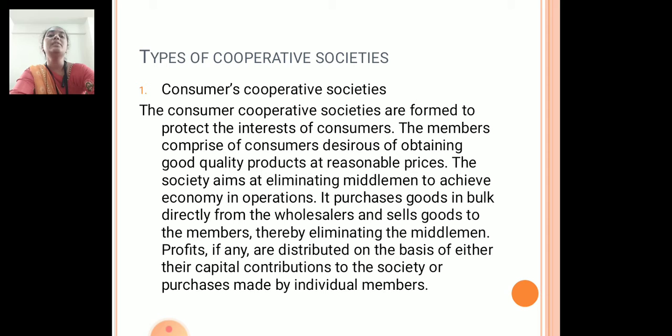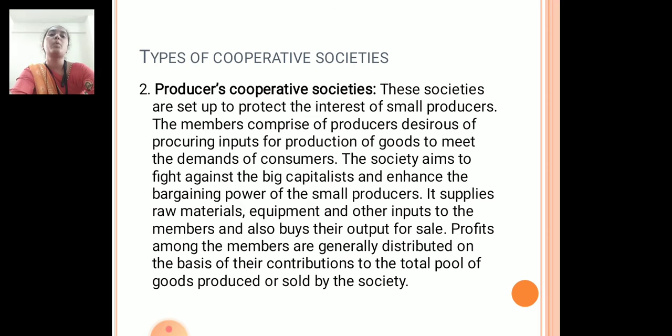So the purpose is buying at lesser cost for the benefit of the members. It will be given to the members. If something is left over, it will be sold and the profit will be shared among the members. For the members only, these products will be purchased by this consumer cooperative society. So next is Producers Cooperative Society.